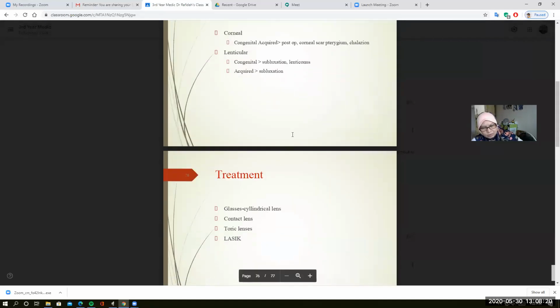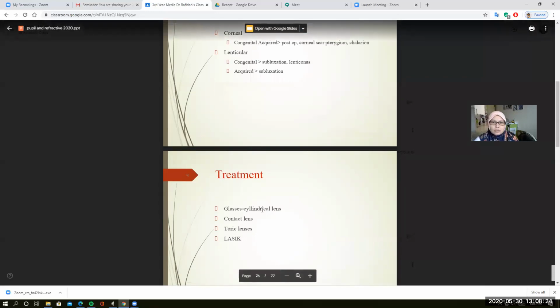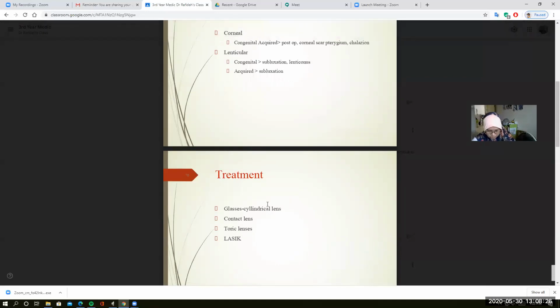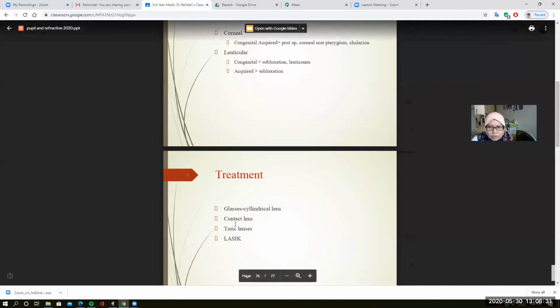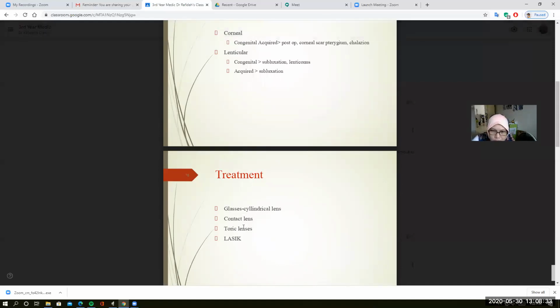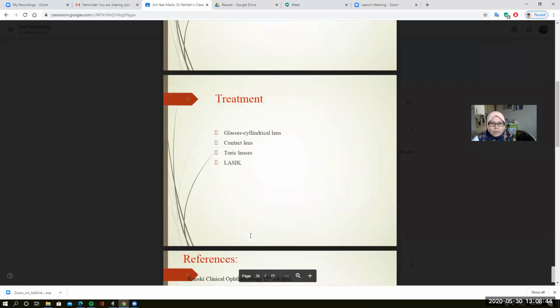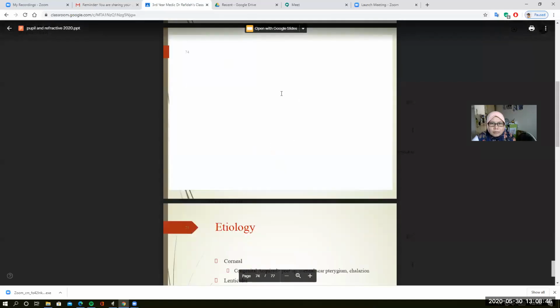So how do you treat astigmatism? You give them cylindrical lens or contact lens or toric lenses. Take out the crystalline lens and you put in toric lenses, or you can also give the LASIK option to the patient. Okay, I think I will upload the picture in the Google Classroom for the astigmatism.